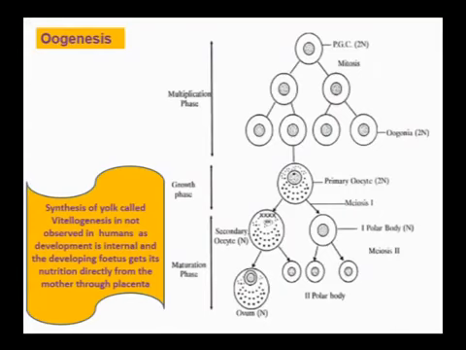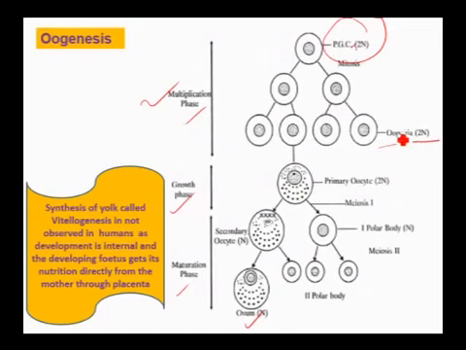Coming to oogenesis. The process of formation of an ovum in the ovary is called oogenesis. The egg is formed from primordial germ cells present in the ovary. Before they transform into an ovum, primordial germ cells pass through three different phases, namely the multiplication phase, growth phase, and maturation phase. Primordial germ cells undergo repeated mitotic divisions in the multiplication phase, also called the proliferative phase. This results in the formation of a large number of cells called oogonia, also called egg mother cells.